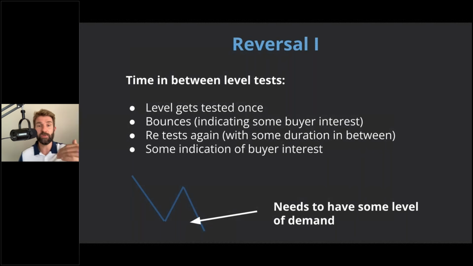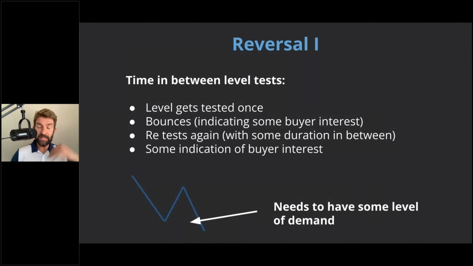So the level gets tested once. Okay, fine. I don't want to be the first person to buy that level in this scenario. Next scenario, we'll talk about when we wouldn't want to be the first person. The level gets tested, it bounces a bit, and that's important. I think people miss that, in that the level bounces. And listen, if it does a V-shaped reversal and shoots off to the stratosphere, then so be it. You've missed the trade. That's fine. I'd rather miss a trade than get a trade and get stopped out.